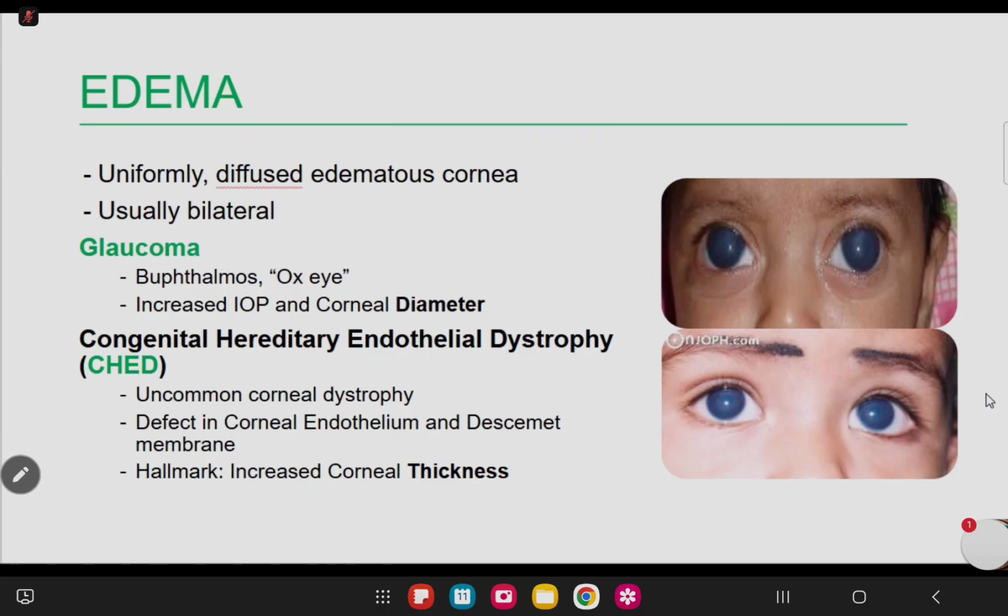Another condition is your congenital hereditary endothelial dystrophy. It's an uncommon corneal dystrophy. However, it still causes edema, no, corneal edema. It has a defect in corneal endothelium, which in turn has dysfunction of the normal pumps causing edema. You know? So the hallmark for this is increased corneal thickness. Since your cornea is edematous, no, of course, the general thickness of your cornea also increases.